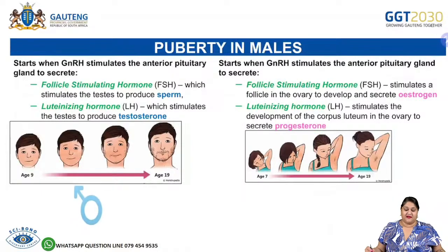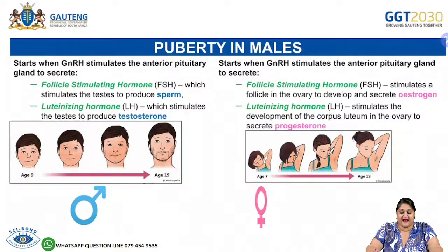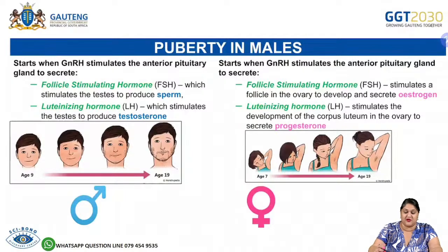So it happens in males and females. Okay, here we have the two things. We're comparing what happens in the males and the females. Oh, sorry about this heading. It's supposed to be puberty and not puberty in males. Okay, so here we have, this one is the male, and this one is the female. So we're looking at them separately.